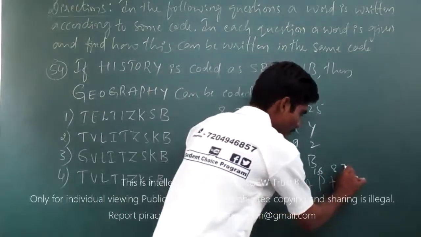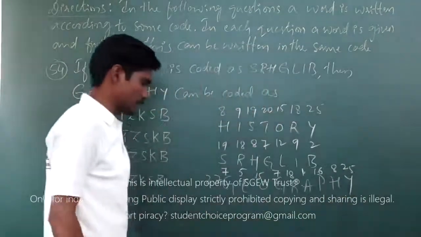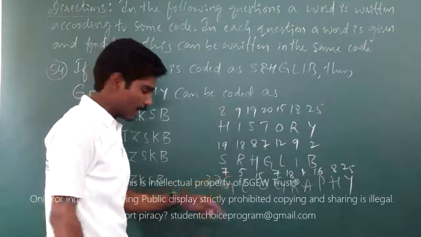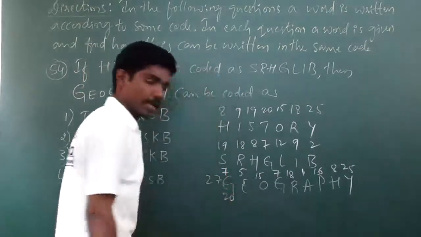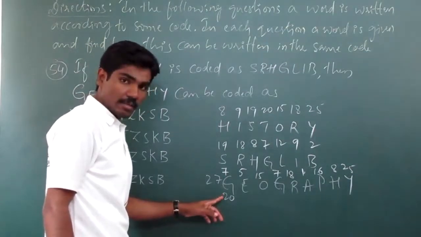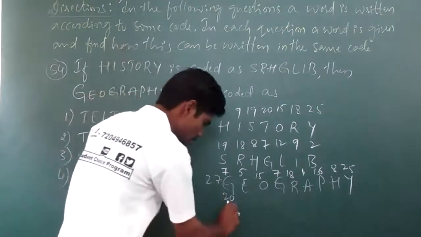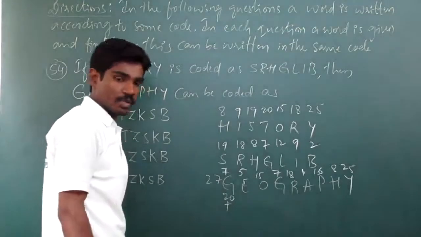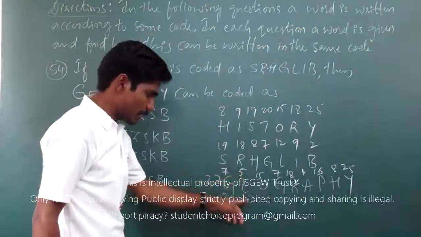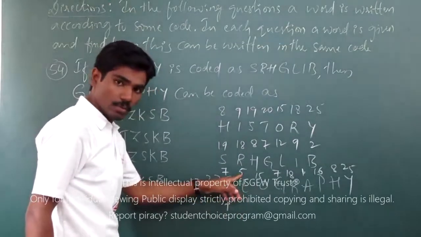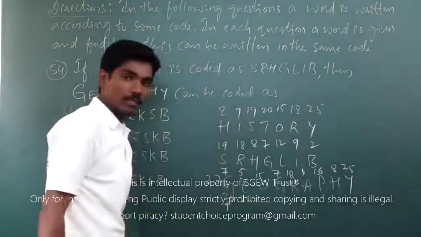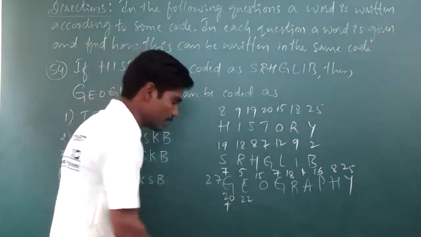Yes, it is 25. Now, friends, to get 27, what I have to do? I have to add 20, right? Now, what is the letter which is having position 20? Of course, it is T. Now, to get 27, here what I need to do? I need to add 22, right? Now, 22 is the position of the letter V.